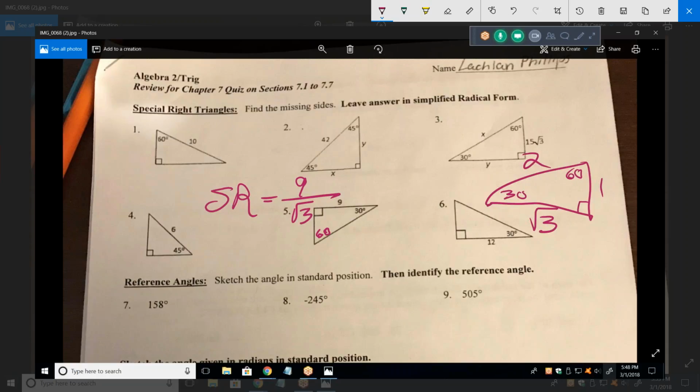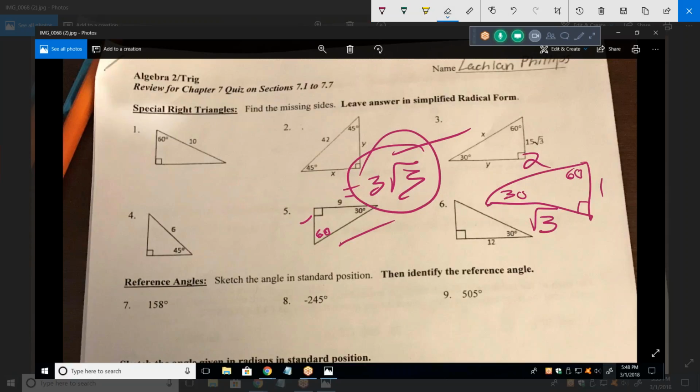Now you've got to rationalize that. So multiply by root 3 divided by root 3. Root 3. Okay, so now we have our similarity ratio. It means every side of this triangle is this much bigger than every side of this triangle over here, the unit one. So let me erase some of this so we can label that triangle.